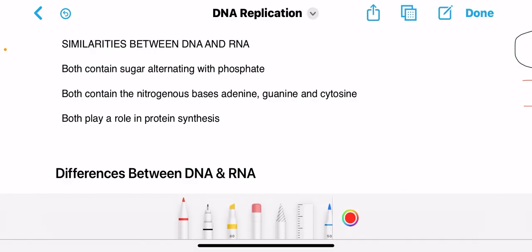Now, what is another similarity? The third similarity is that they both play a role in what? In protein synthesis. Both DNA and RNA play a role in protein synthesis. Now, as I said, you're going to understand protein synthesis when we make another lesson, when we cover part 2 of DNA. Okay?